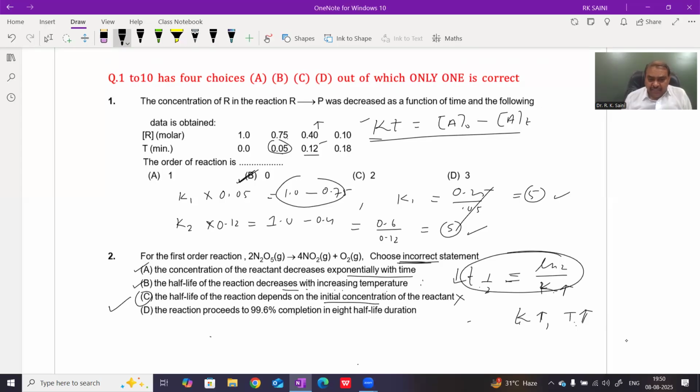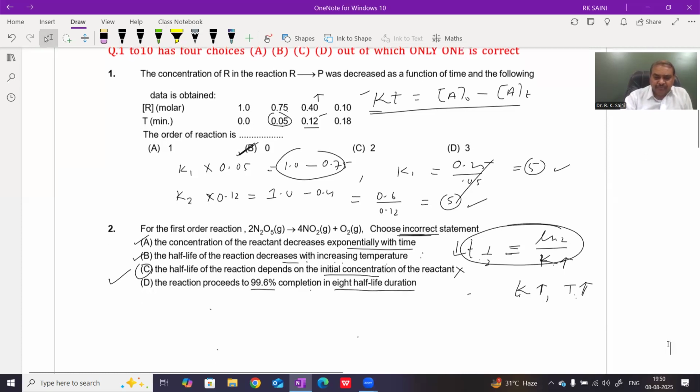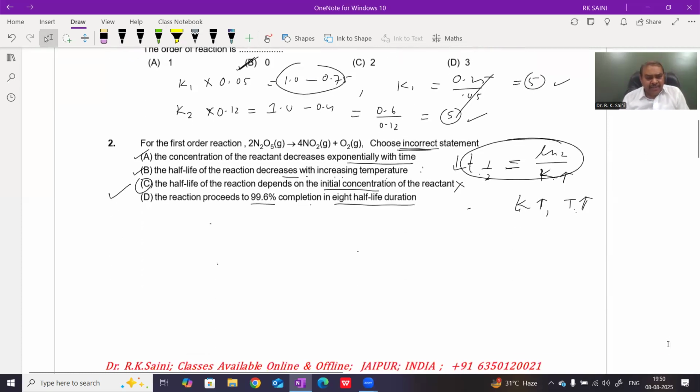Option D: the reaction proceeds 99.6% to completion in 8 half-life durations. Check this statement. First, we write a relation between half-life and the time of 99.6% completion. We know that the integrated rate equation of a first order reaction is Kt equals ln A naught by At.